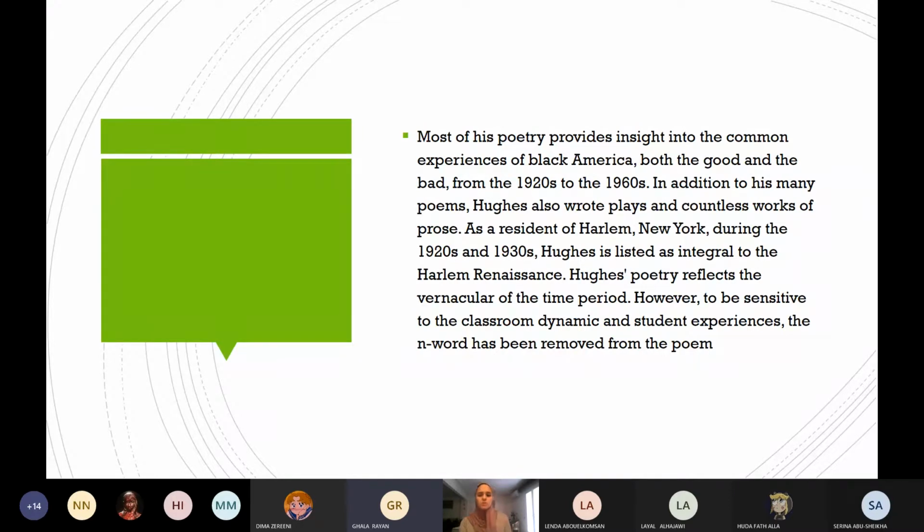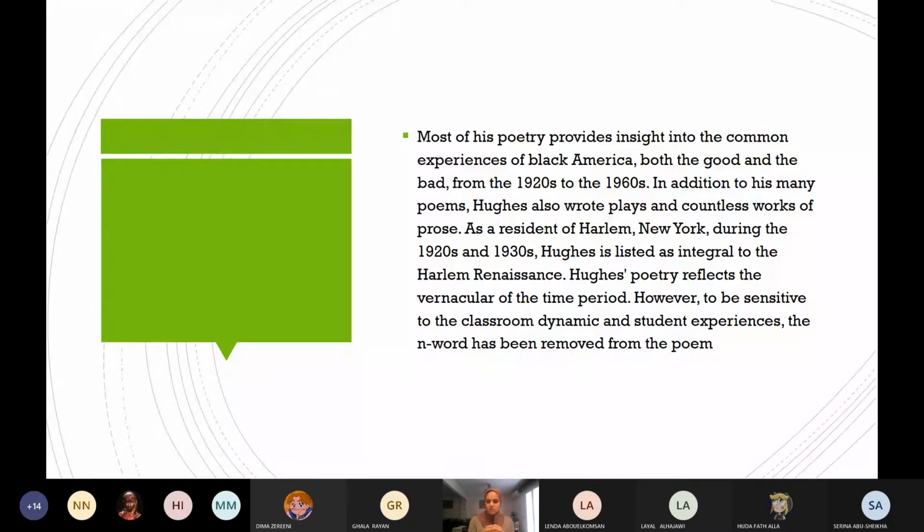So most of his poetry provides insight into the common experience of Black Americans, both the good and the bad, from the 1920s till the 1960s. In addition to his many poems, he also wrote plays and countless works of prose. Prose is when you use language to create literature. He also wrote plays and countless works of prose as a resident of Harlem.